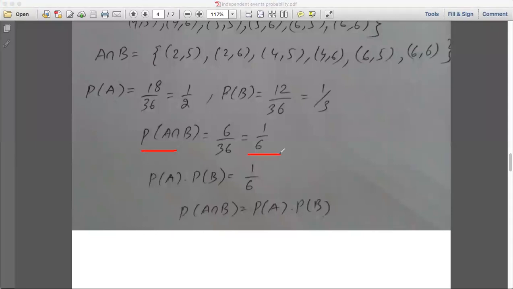Okay, अब हम फार्मूला में वैल्यूज पुट करते हैं और इसको सॉल्व कर लेते हैं. जब हमने probability of A प्रोडक्ट ऑफ probability of B फाइंड की, 1/2 मल्टीप्लाई बाय 1/3 तो क्या आएगा? 1 by 6. This is also 1 by 6. So left hand side is equal to right hand side. So the two events A and B are independent in this case.